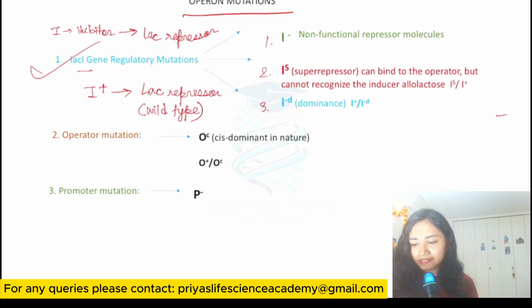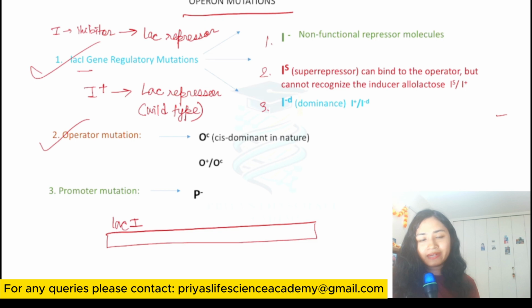Now coming to the next mutation, the operator mutation. We have seen that there is an operator in the operon frame. So this is the area for the lacI gene, this is for the promoter, this is for the operator, and these are for the three structural genes Z, Y and X, and here is the promoter of the lacI gene. So we have seen the lacI mutations. Now this is the operator mutation which we have to consider.